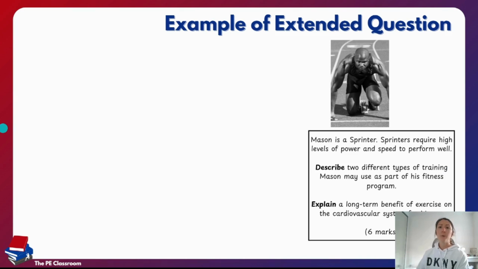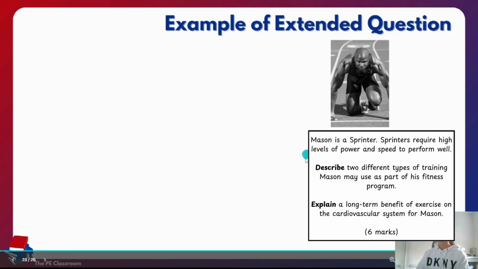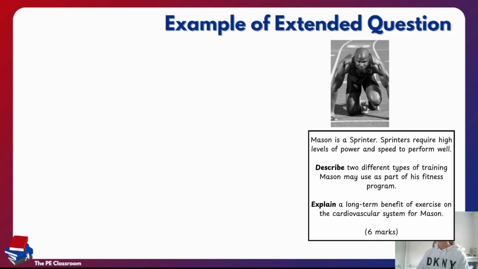So when I get a 6-mark question, the first thing that I want to be doing is obviously reading the question and possibly highlighting any things that I need to know. So Mason is a sprinter. Sprinters require high levels of power and speed to perform well. Describe 2 different types of training Mason might use as part of his fitness program. Explain a long-term benefit of exercise on the cardiovascular system.